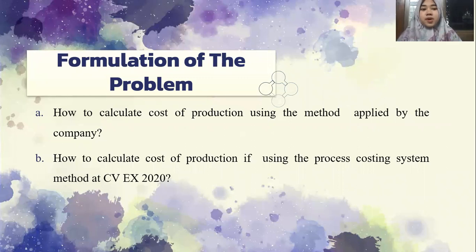In accordance with the problem, the formulation of the problem is how to calculate cost of production using the method applied by the company, and how to calculate cost of production if using the process costing system method at CPX 2020.